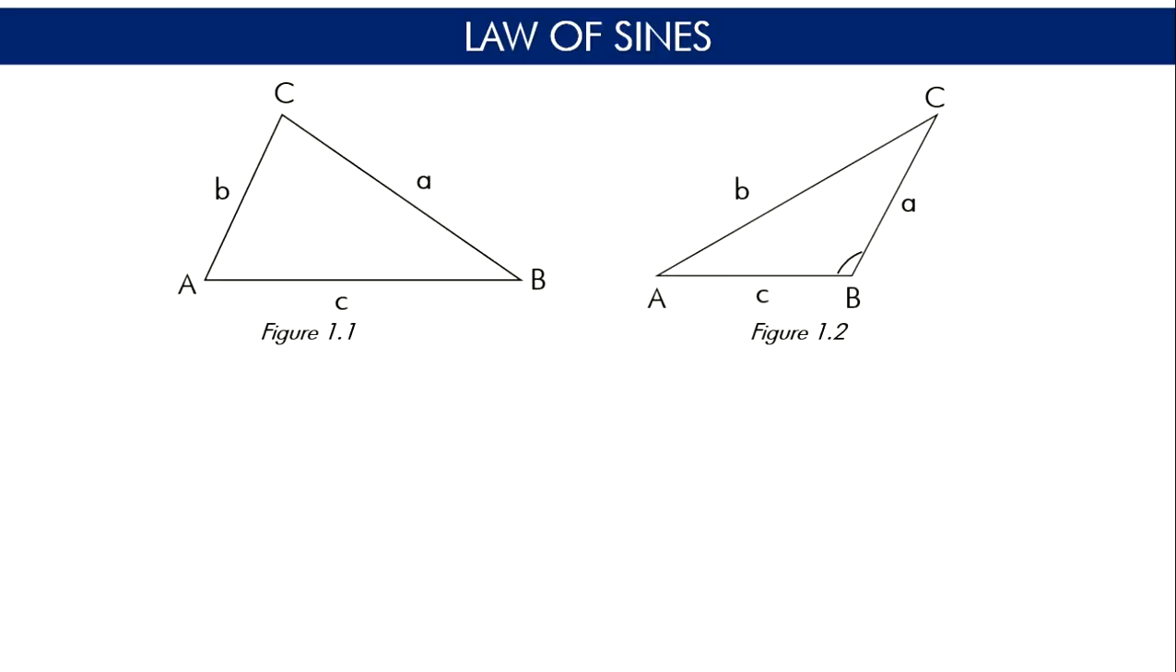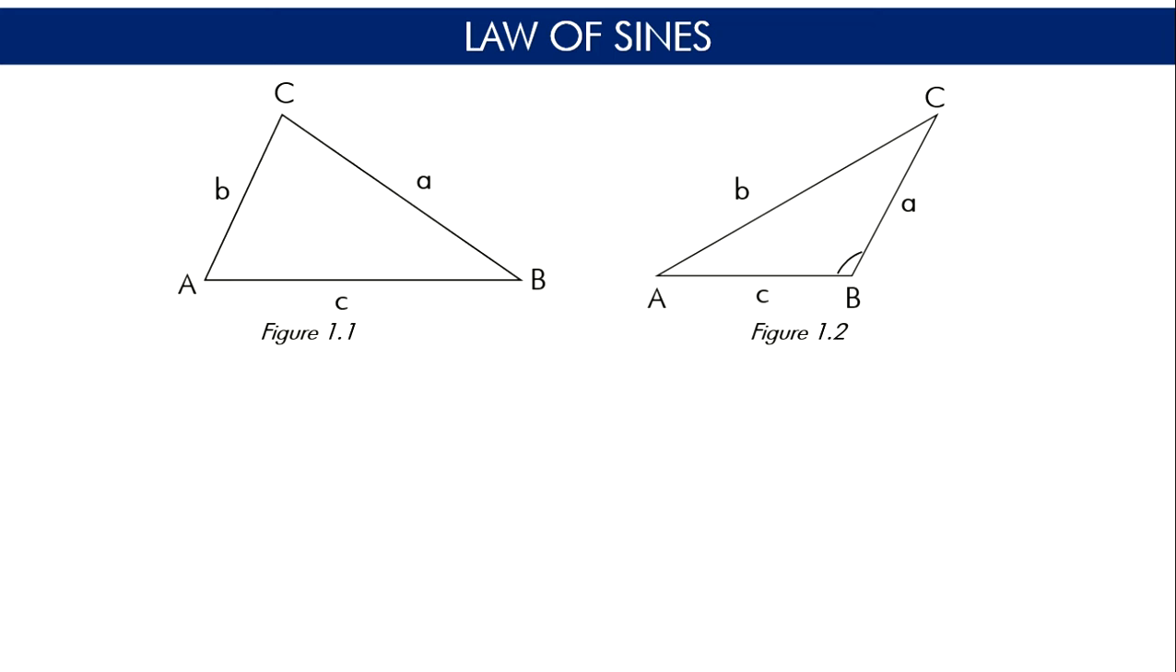First off, with the law of sines, we have here two figures of oblique triangles. As we all know, oblique triangles are triangles with no right angles. Here in figure 1.1, both angles A and B are acute angles. In figure 1.2, angle B here is an obtuse angle.